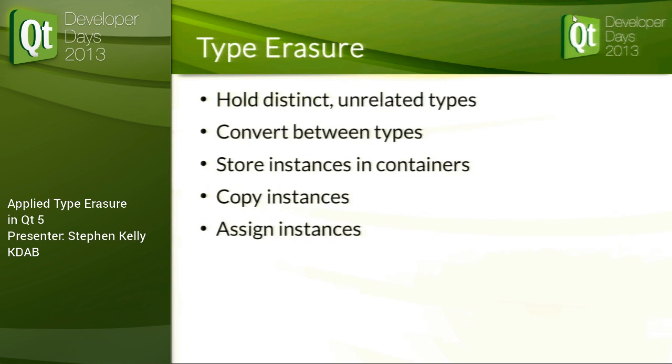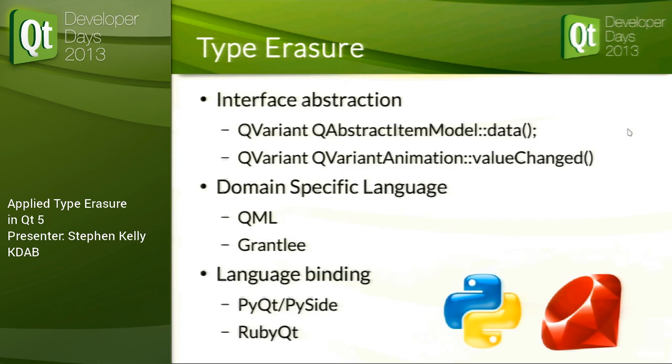What our goals are: we want to hold distinct and unrelated types. So the types don't have to be a subclass of each other or anything else. We want to be able to convert between types. So if I have a number, I want to be able to convert it to a string. I want to be able to store instances of that thing in a container, copy them, and assign them. So I need to be able to do a lot of different things.